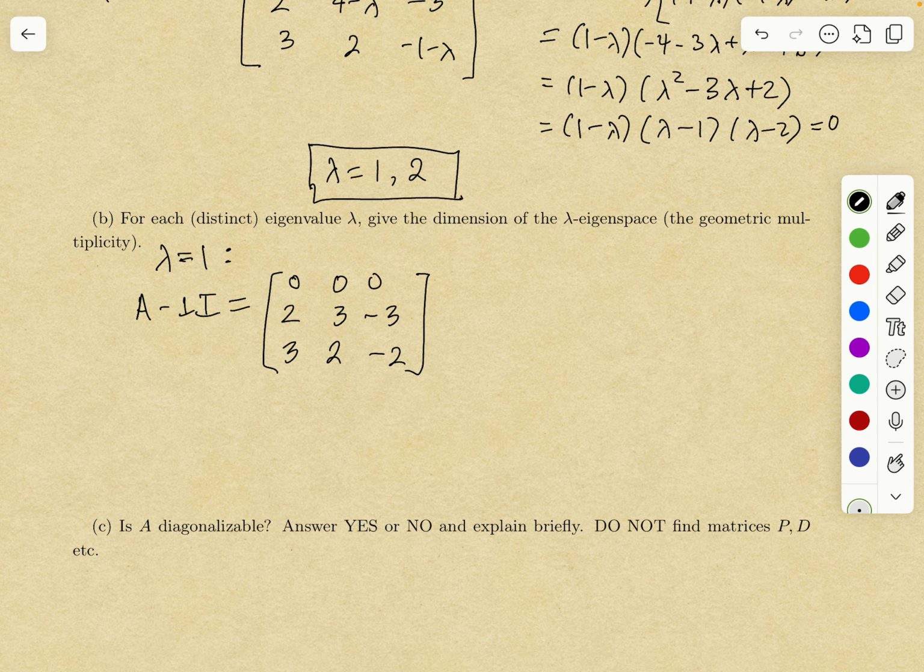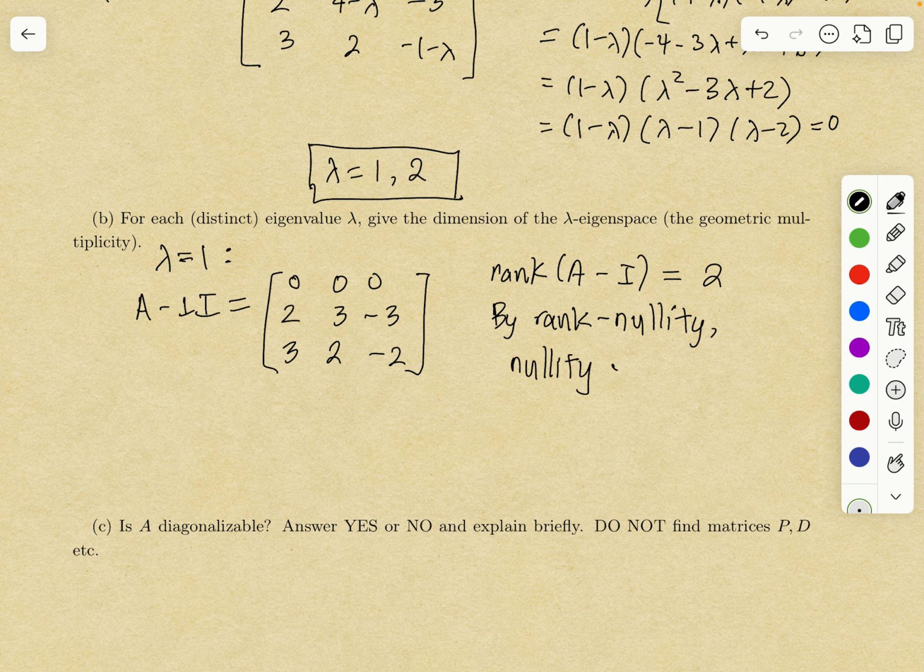Now can I see what the rank of this matrix is? This is a 3 by 3 matrix. The rank of A minus I is 2, right? So by the rank-nullity theorem, the nullity is 1, because it's the number of columns, 3, minus the rank, which is 2. So the nullity of A minus I is 3 minus 2, which is 1.